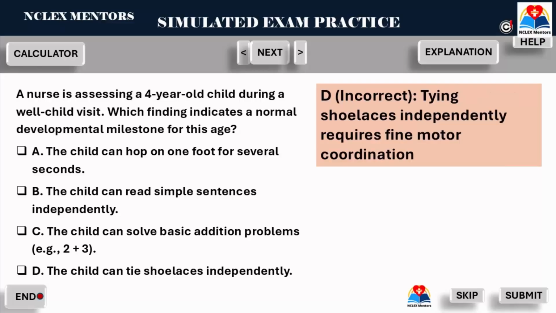D. Tying shoelaces independently. This is a fine motor milestone that often develops around age 5 to 6, once their hand coordination and dexterity are a bit more mature. At age 4, they might try, but most kids are still relying on Velcro shoes or adult help. Final thoughts: when you're assessing a 4-year-old, remember they're active, they're imaginative, and they're developing fast. But they're not quite in school mode just yet. Think gross motor, basic communication, and early self-care, like dressing with help.